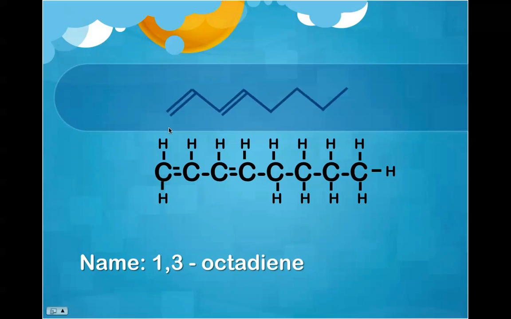We can also use what we would call a line structure here to represent this. Each point or end of a line represents a carbon. So here we have our 1st carbon, 2nd carbon, 3rd carbon, 4th carbon, and going on. Sometimes you'll see this in terms of worksheets and that type of thing. So just start to become familiar with that.